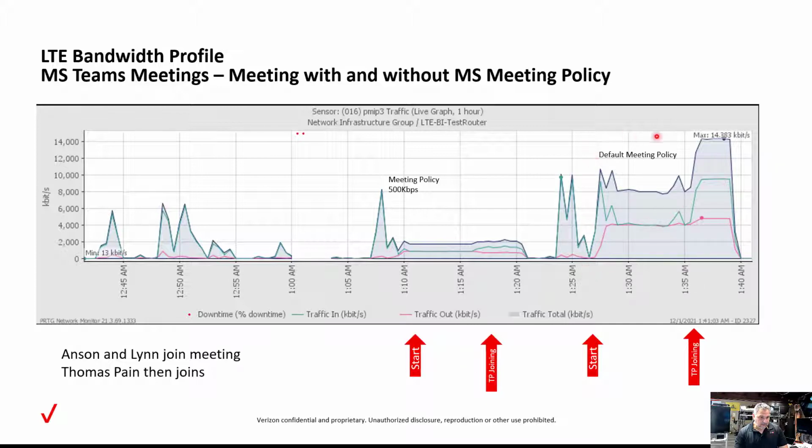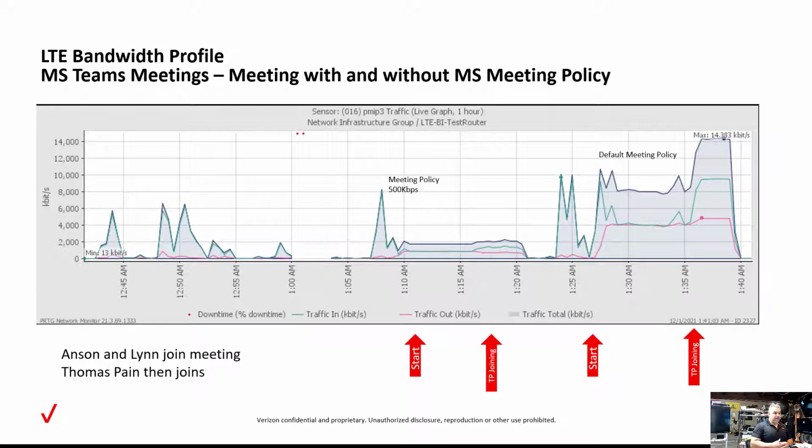And here, from here this way, this is the default meeting policy. So that's how much bandwidth two people would use, just two people in a meeting. I had the default Teams meeting policy. So remember, it's going to use as much as it can.